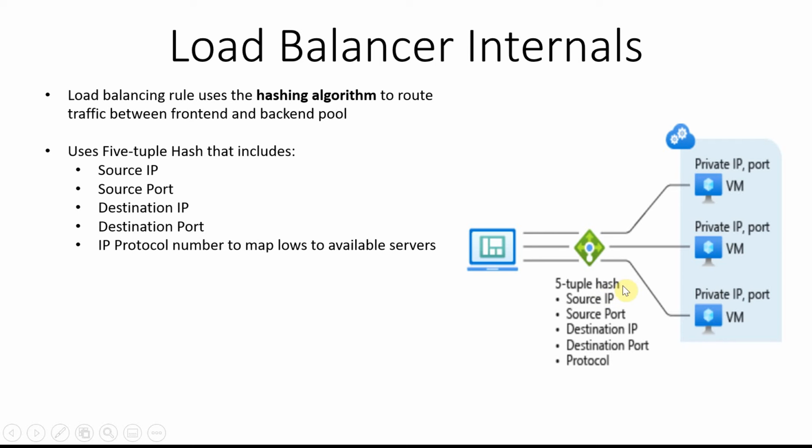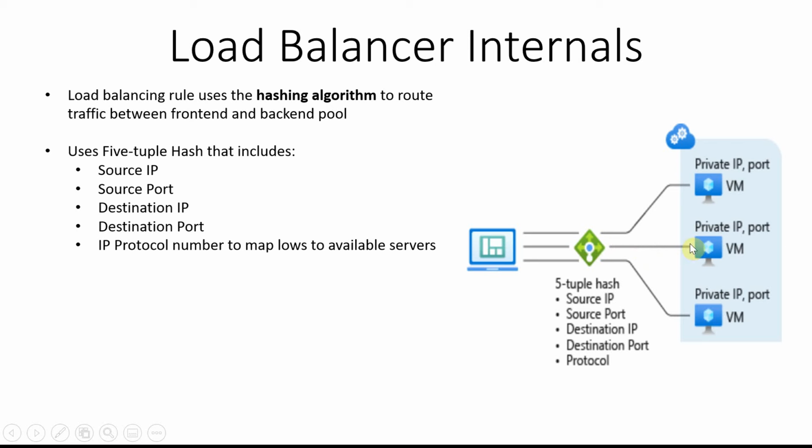Primarily it looks at the source IP, source port, and also the destination IP, the destination port, and the protocol. If you combine all these things in an algorithm, you always get a unique value. So basically, when traffic is coming, it will apply this algorithm and decide what should be the destination that it should send to.